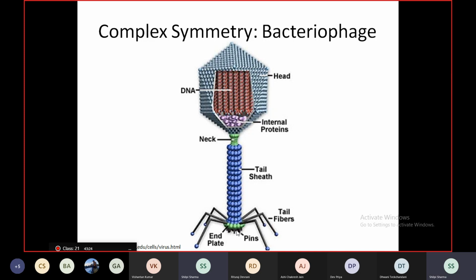The tail also has the ability to puncture the host cell for injection of the genetic material inside the host. And you see here, certain internal proteins may be present depending on the kind of virus that we're talking of. You can have a few proteins inside the capsid as well.